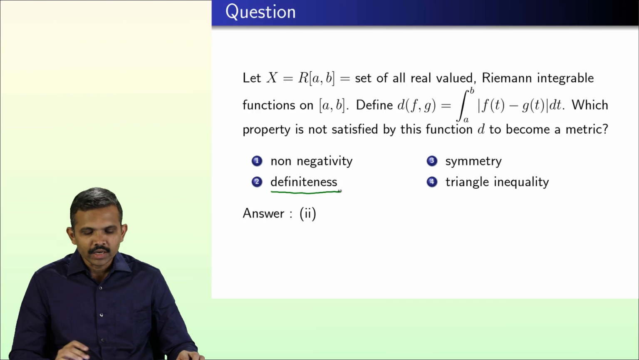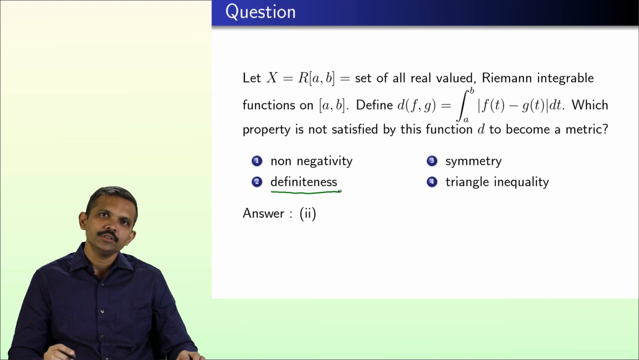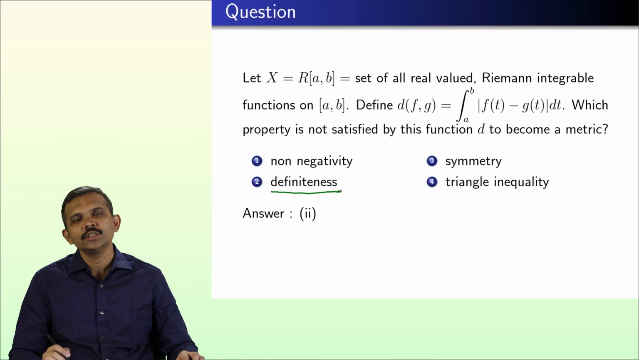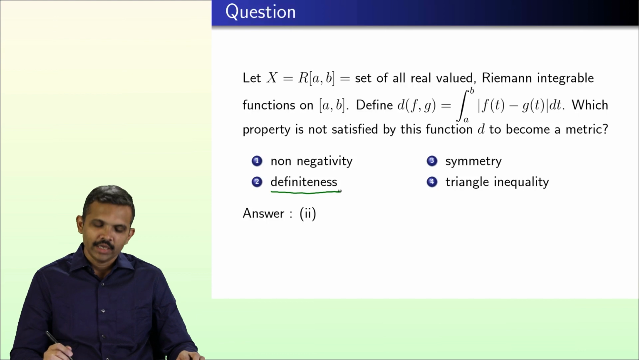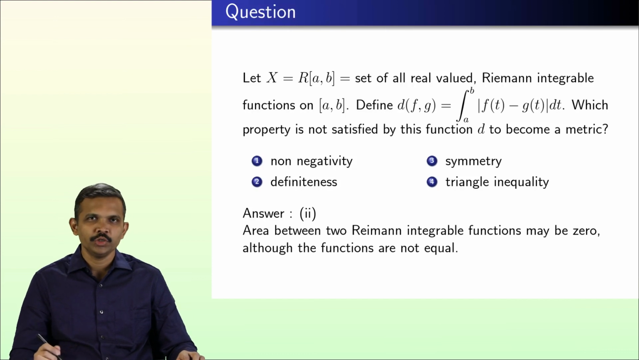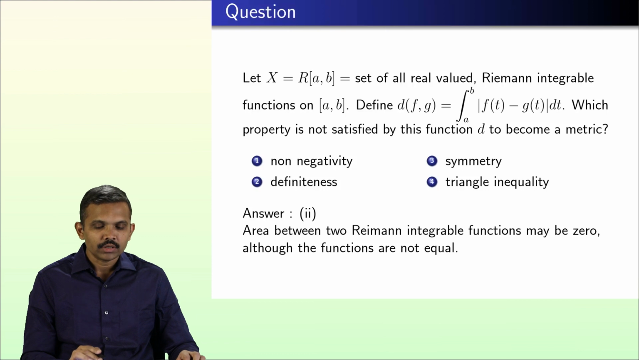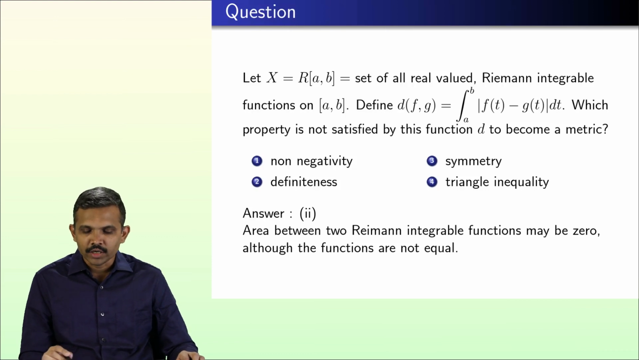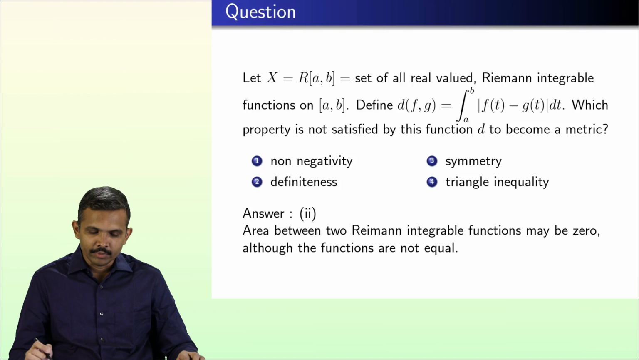Because only Riemann integrability is not sufficient, because we may have a function which is Riemann integrable and the area below that function is 0, but the function may take some non-zero values. Hence, we cannot guarantee the definiteness property, that is, the distance between f and g may be equal to 0, but f and g may not be equal throughout. Thus, we cannot take R[a,b] for defining this particular metric, we need to take C[a,b].